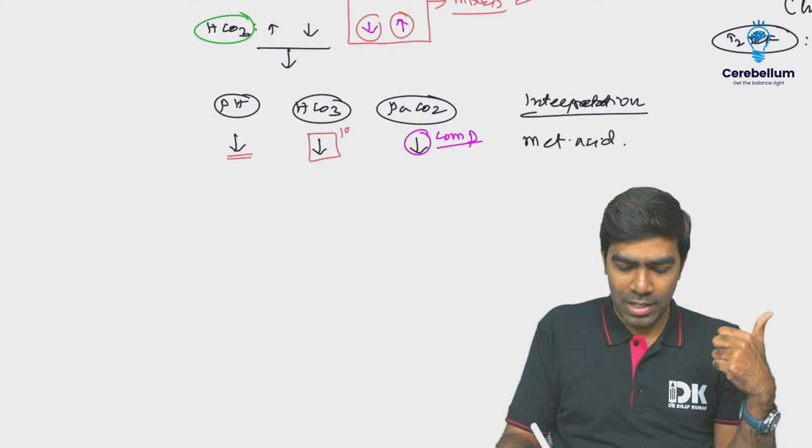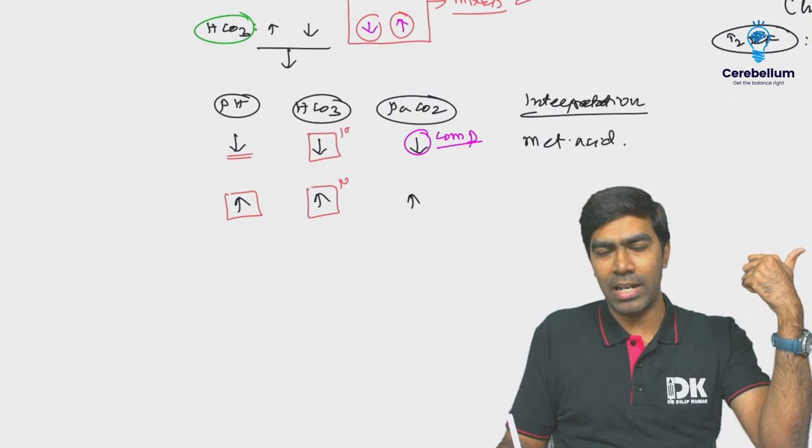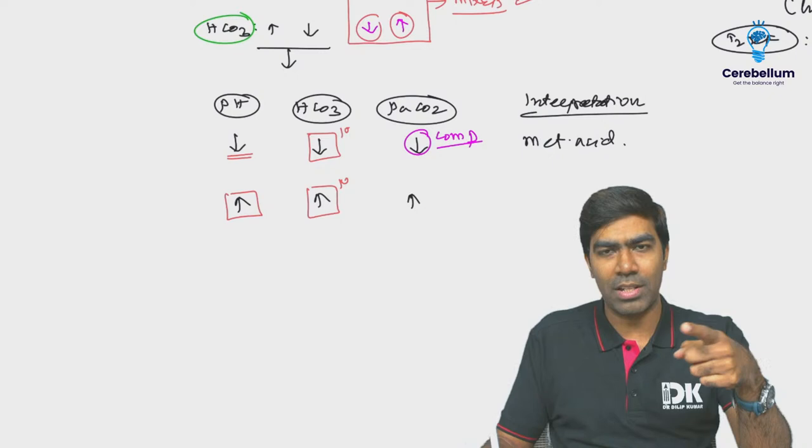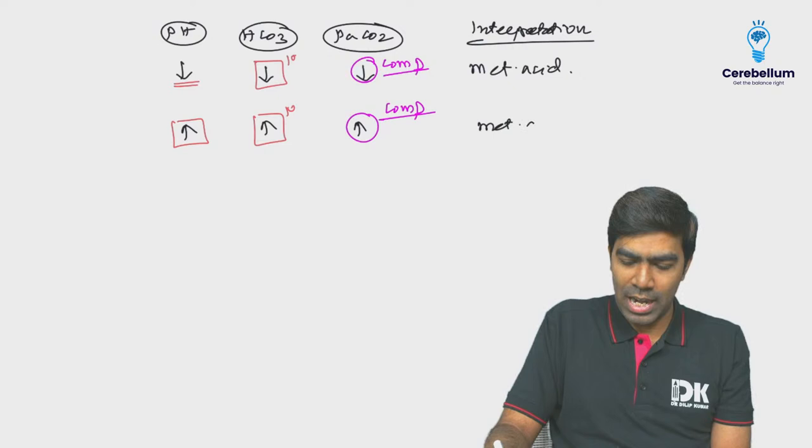If pH is increasing, bicarbonate is increasing, carbon dioxide is also increasing. Again, it's very clear. This must be primary because pH is increasing. Only increased bicarbonate can lead to alkalosis, not increased PaCO2. If increased PaCO2 were primary, that should have resulted in acidosis only. So this must be a compensatory response. Here the primary disorder is metabolic alkalosis.